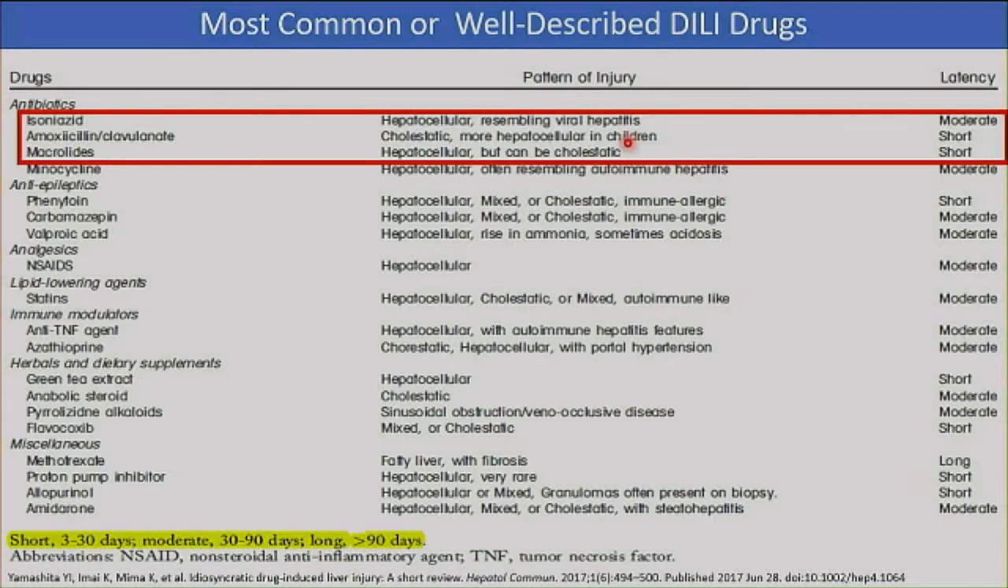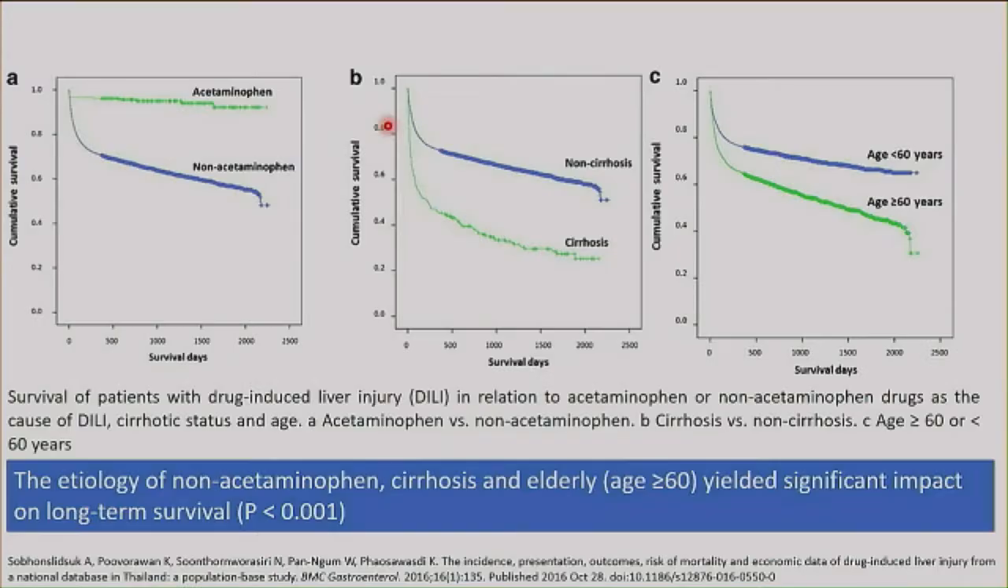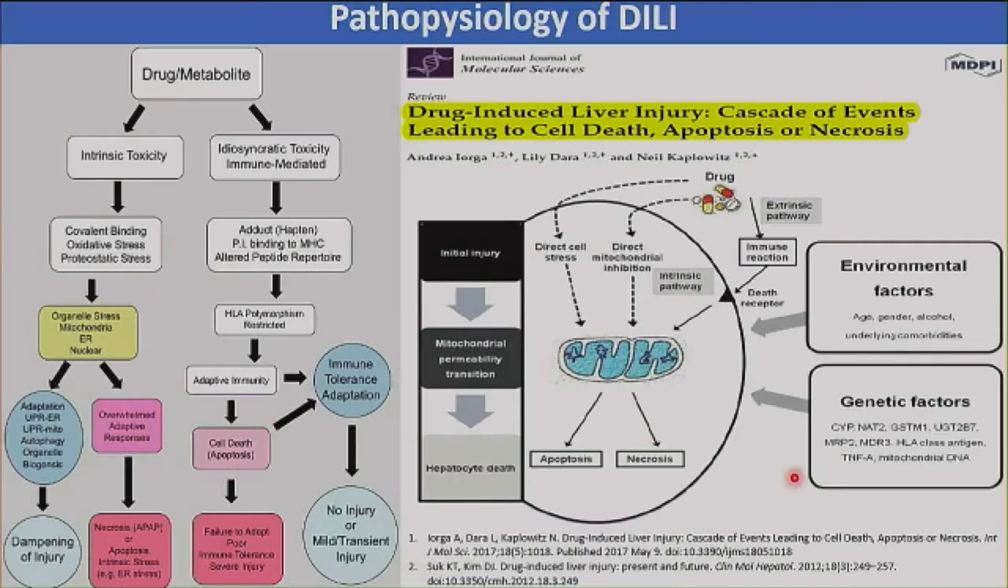Okay, and this is also the pattern that we already know, that the pattern of injury with anti-tuberculosis usually hepatocellular, and then for amoxicillin, usually cholestatic injury. And it's already taught before that the etiology of non-acetaminophen cirrhosis and elderly aged more than 60 can have a significant impact on long-term survival.